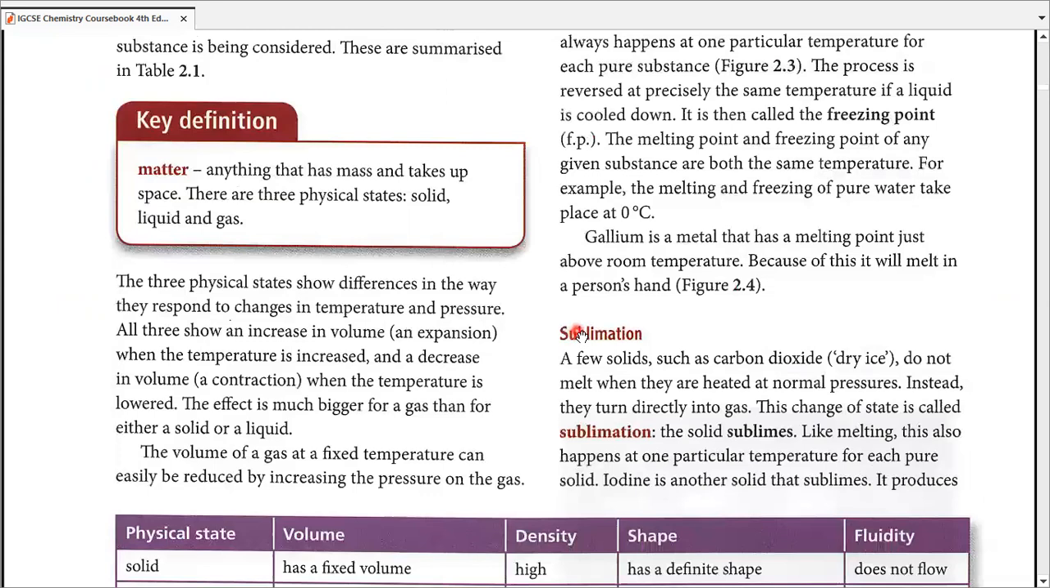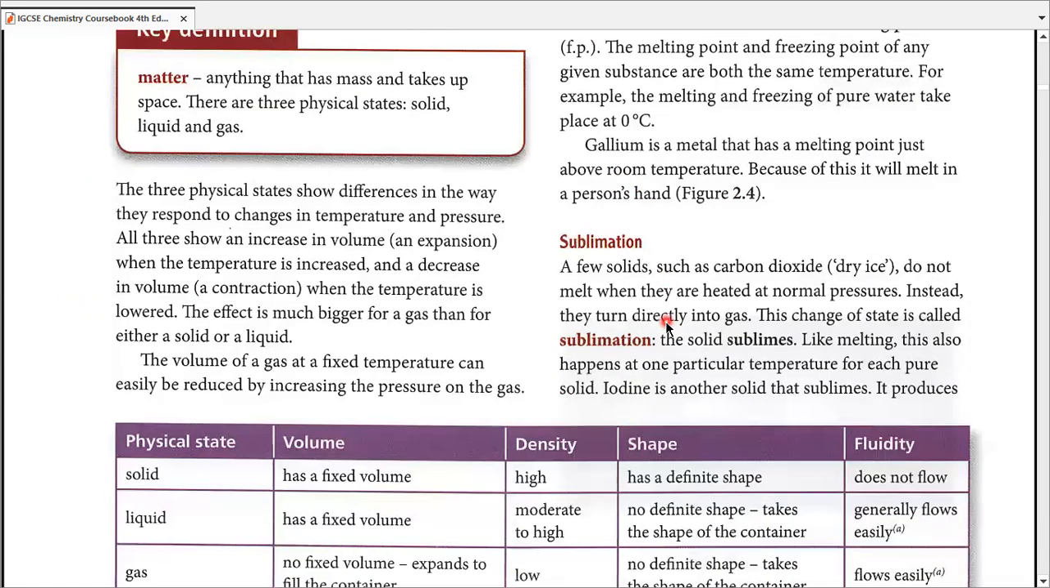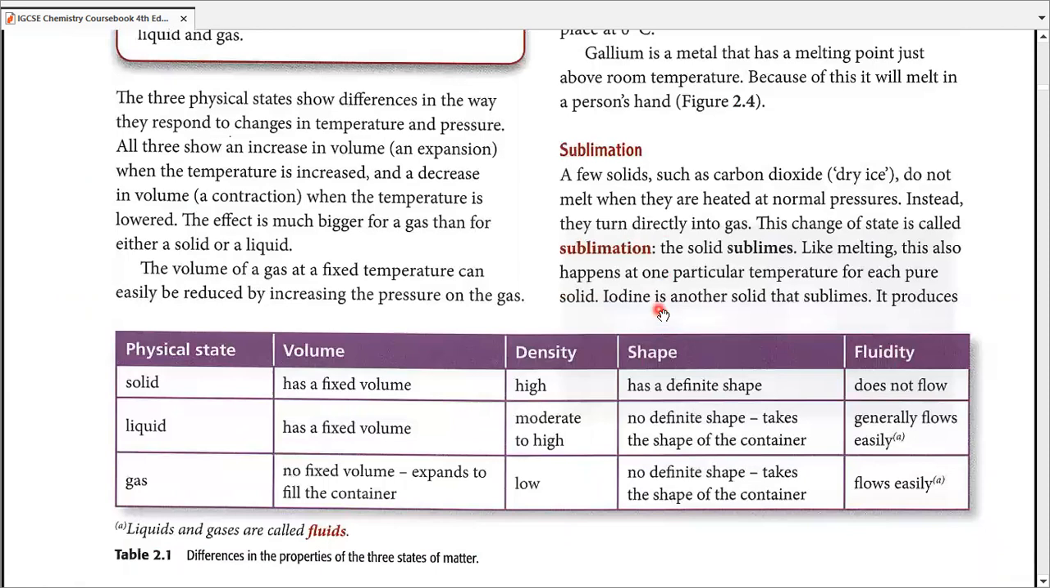So moving on, this is the key definition towards matter. Remember, we're not going to go in detail for matter, and the definition of matter is something that hasn't been a part of past papers. So let's just stick to what we have and what can come as a part of past papers. All right. So the next thing we have is the simple differentiation table between the three physical states of matter: solid, liquid, and gas.